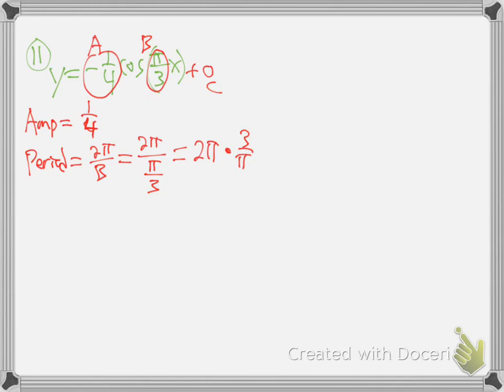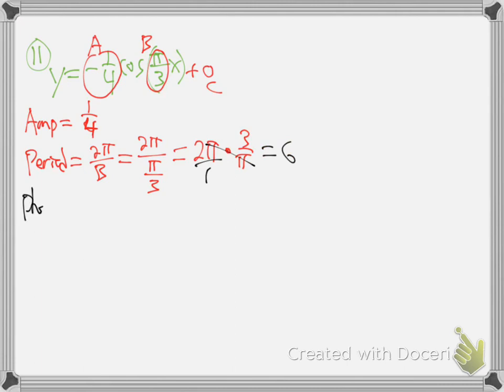Good job. Anytime you're interacting with a whole number with a fraction, just put it over 1, so it looks like a fraction, makes it easier. And then those can cross cancel, huh? Diagonally cancel. So 2 times 3 is 6. Period is 6. Good there.